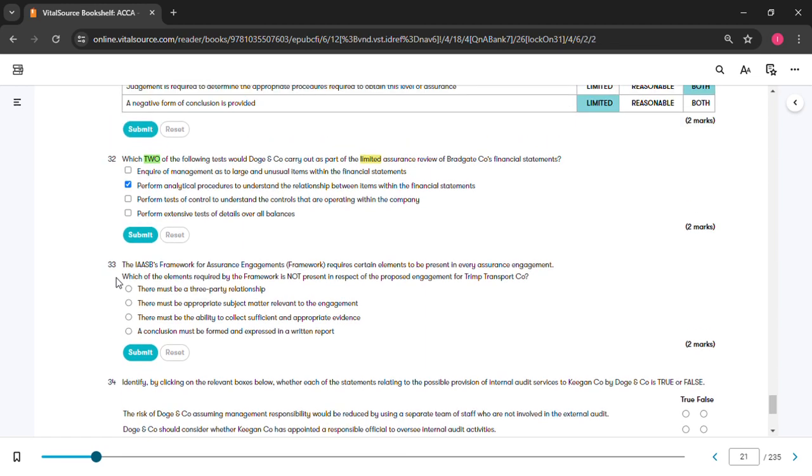Most importantly, see what you are saying: point number 3 is test of controls. Why are we doing test of controls? To know whether controls are effective or not. But as part of the assurance, we have to inquire with the management about any large items or any unusual items within the financial statements. They are talking in terms of financial statements. When they ask about the financial statements, the answer should be related to financial statements only.